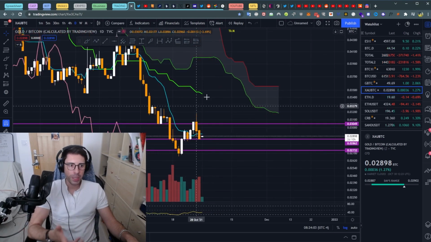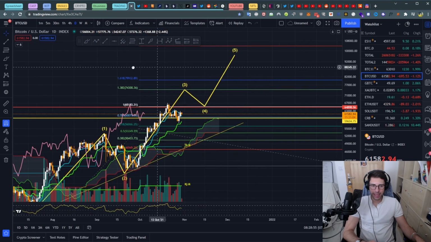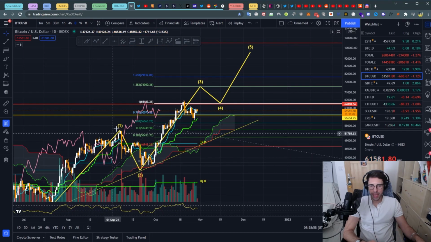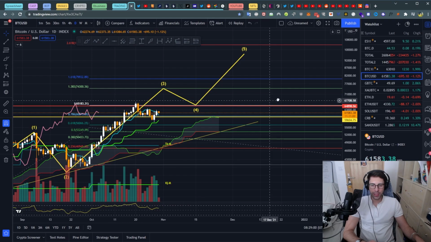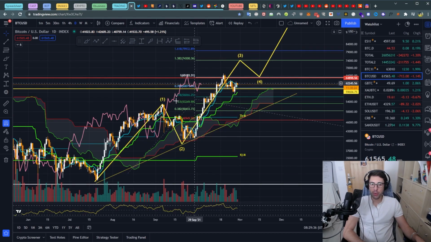Now that we saw this, we can move into Bitcoin/USD. So I'm looking into a daily time frame. As you can notice, you will see my Elliott impulse wave. We are yet to have completed the third wave. We wait for the third wave before we get a pullback. This third wave should be longer than our first wave.